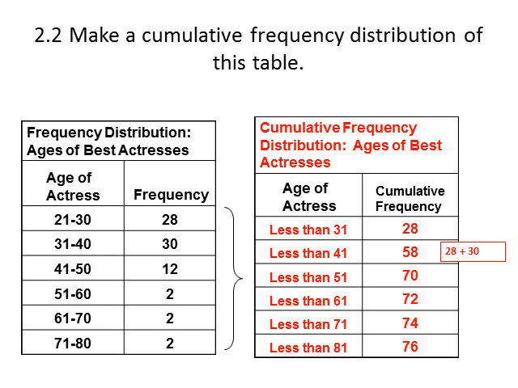So if we read it now, it says, how many people were less than 41 years old? Well, that would be 58 people, because we're adding 28 and 30. To get the next number, 70, we take 58 plus 12. And then we add 2 to get 72. We add 2 to get 74, and then we add 2 to get 76.